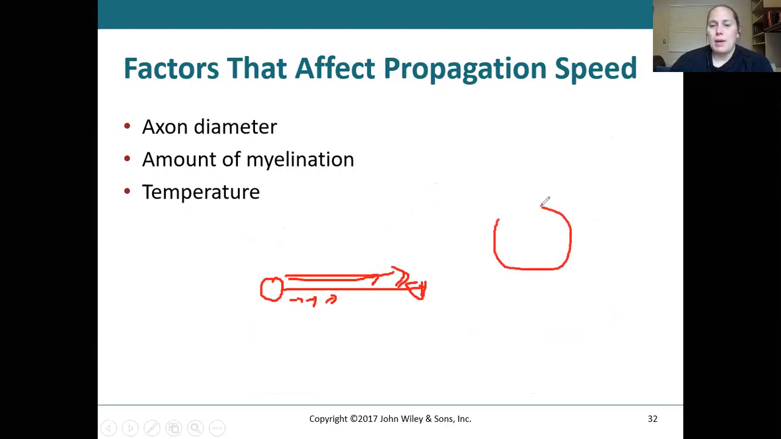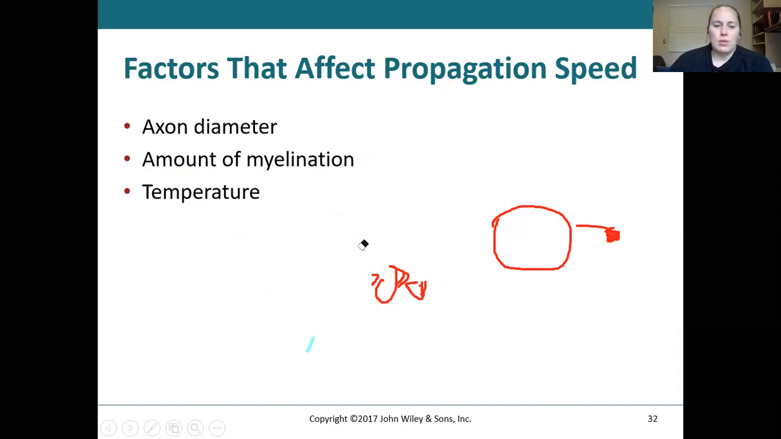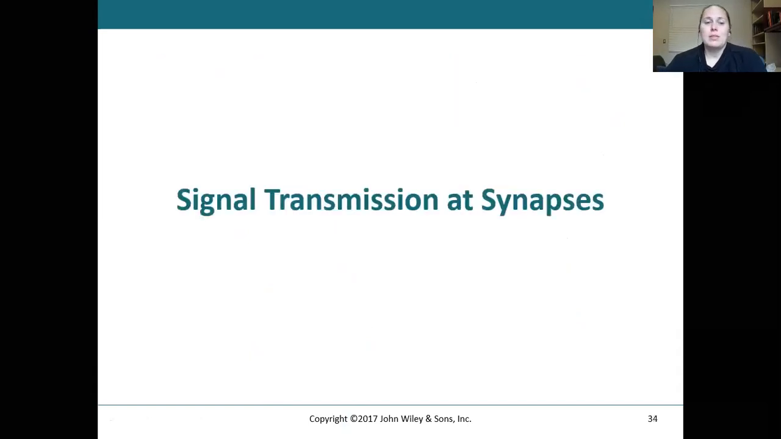Think about axon diameter: the smaller it is, the faster it's going to go. Then the amount of myelination. If you have a piece of axon that's completely myelinated, that's going to increase the speed of conductivity. And temperature: the warmer something is, the faster it's going to conduct as well, because kinetic energy increases propagation speed. But again, probably not going to ask you a ton about this. Myelination and conduction rates, if you're interested in comparing and contrasting myelination, by all means.